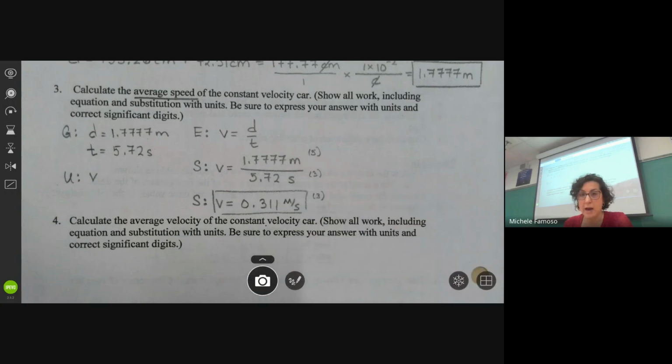Go ahead, work it out, round it to the proper number of sig figs, make sure you have units everywhere, and then check with your partners to make sure that you all agree on what the answer is.